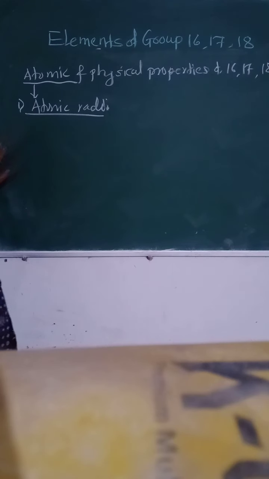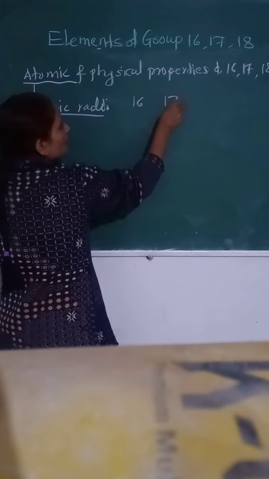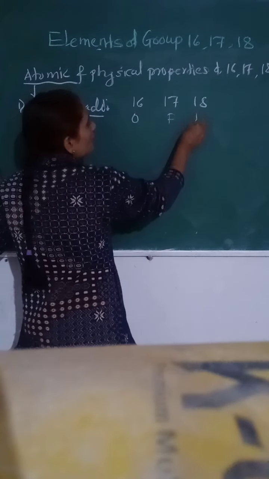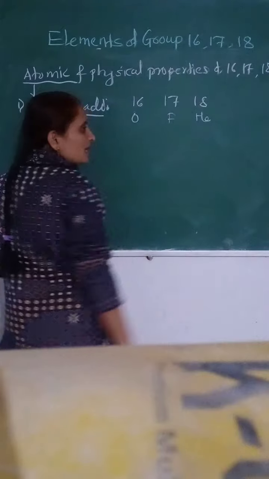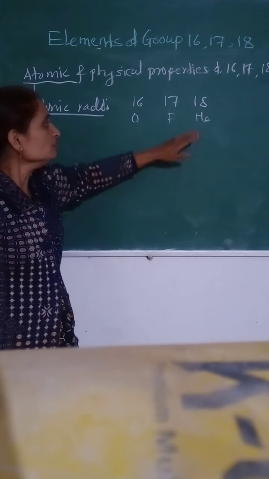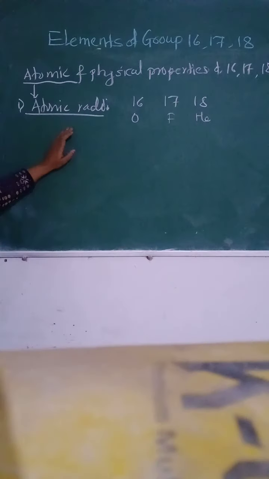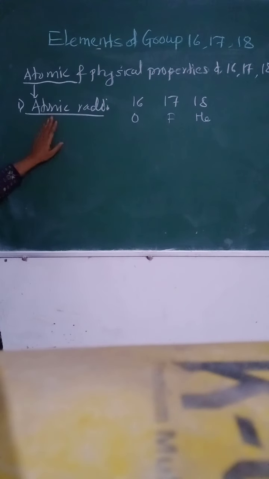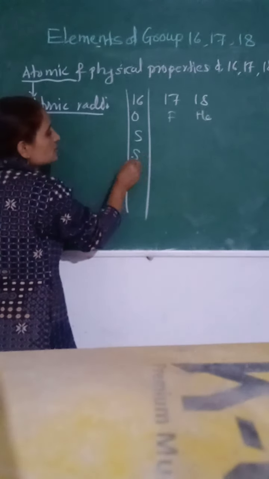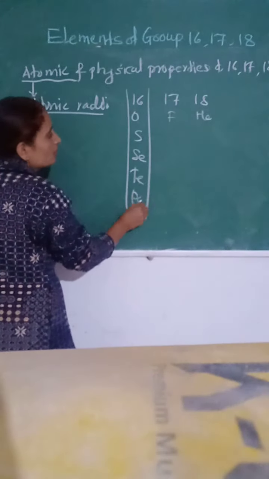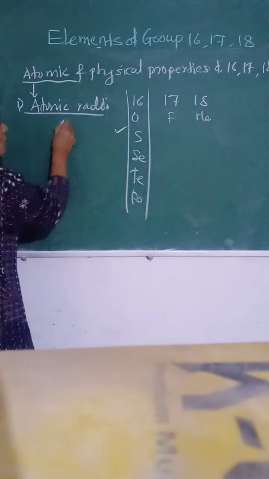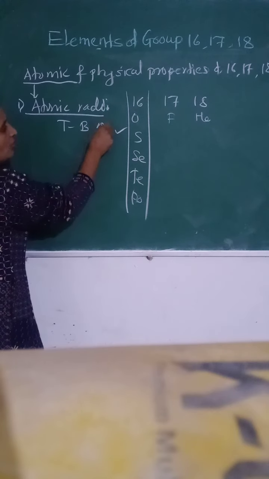See here, group number 16, 17 and 18: the oxygen family, the halogen family, and helium, neon, argon, the noble gases. That will be the element you have to write here: oxygen family, halogen family and inert gases or noble gases. For atomic radius, in group number 16 from top to bottom: oxygen, sulfur, selenium, tellurium and polonium. From top to bottom the atomic radii increase.